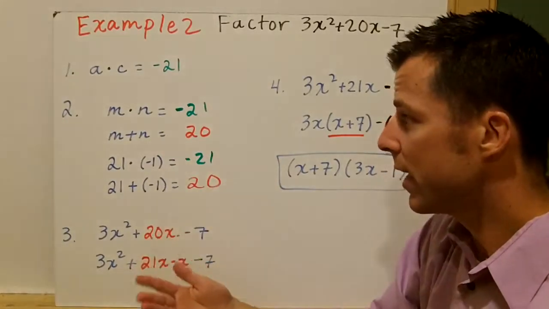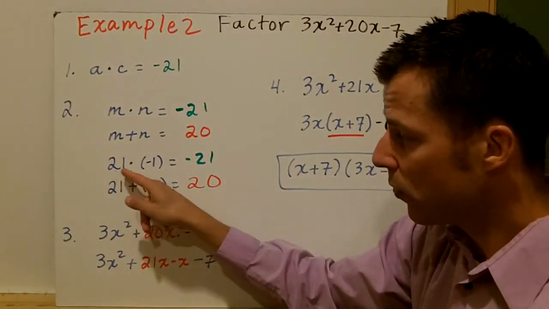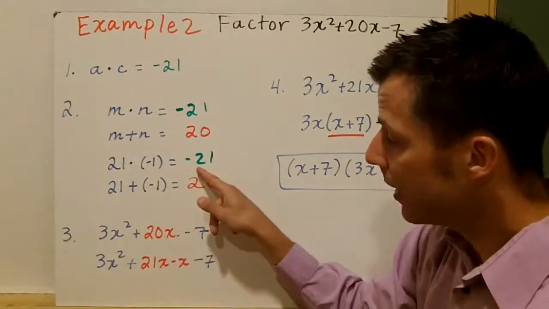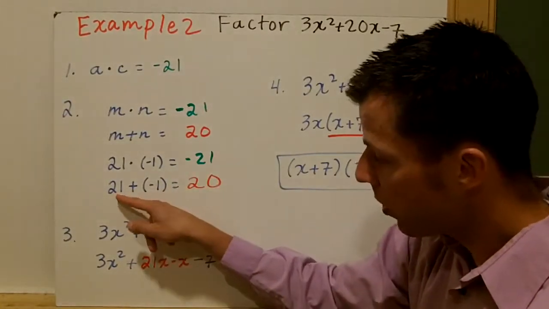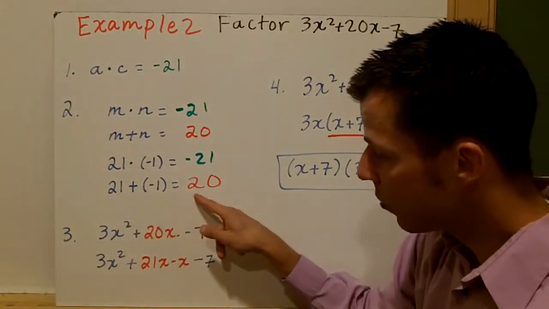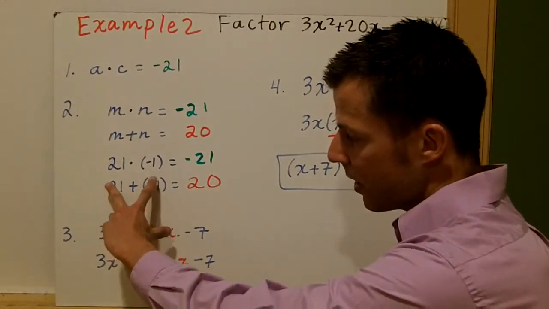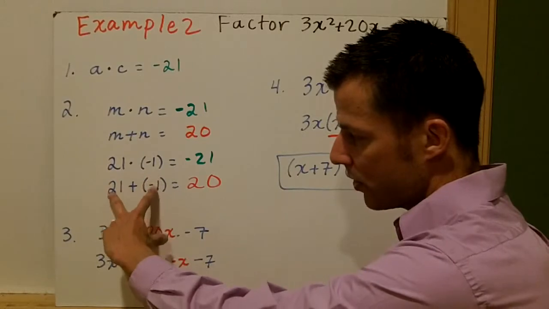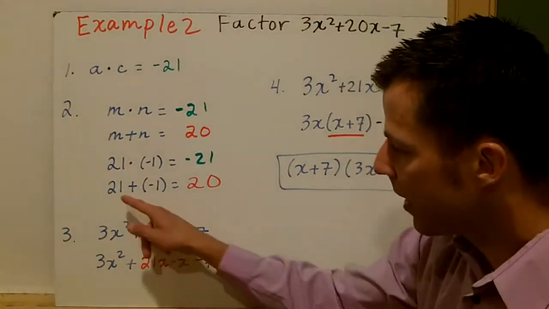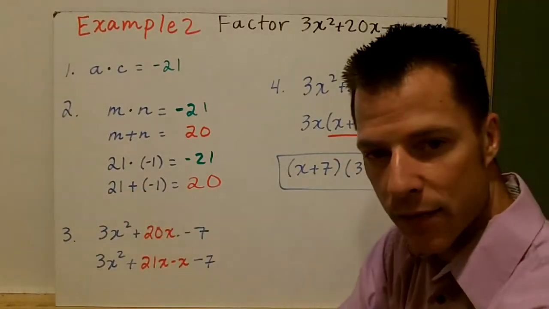So I think, okay, negative 21. So if I do 21 times negative 1, I get negative 21. 21 plus negative 1 is 20. So I found my two integers, and notice how the signs on these numbers, m and n, are exactly the same in both expressions. They don't change. So I've got my two numbers, 21 and negative 1.